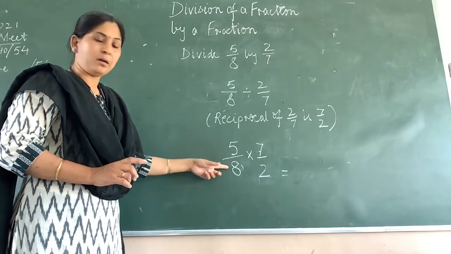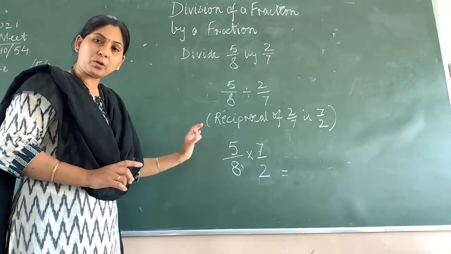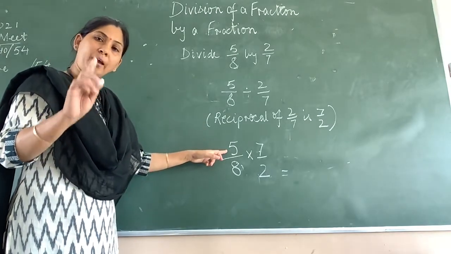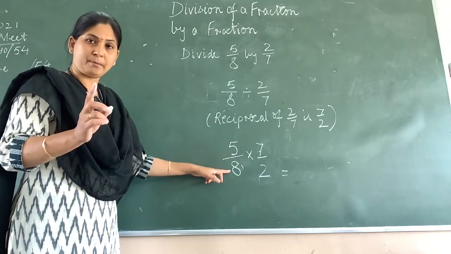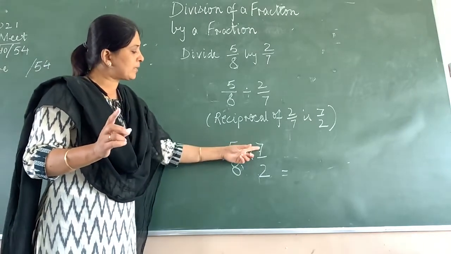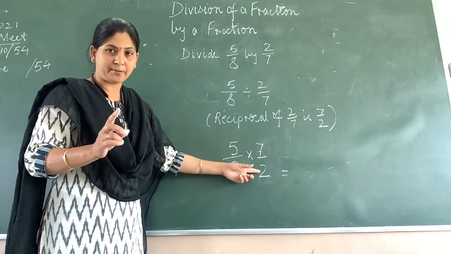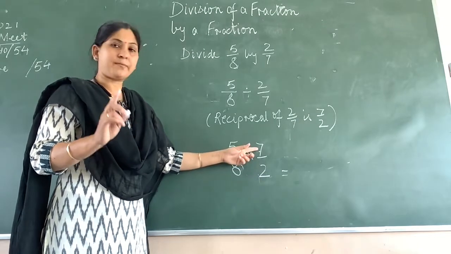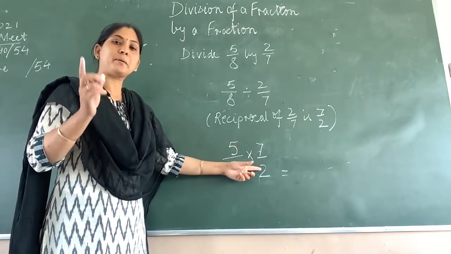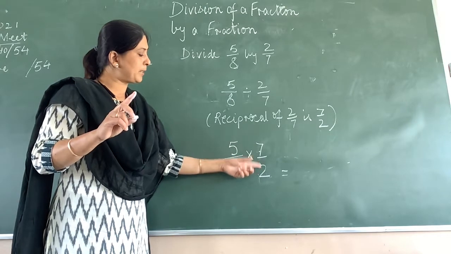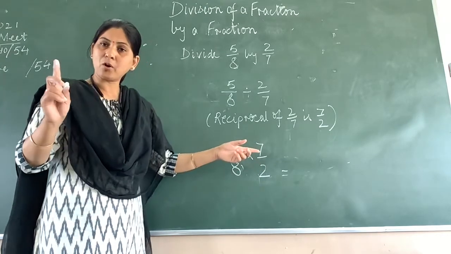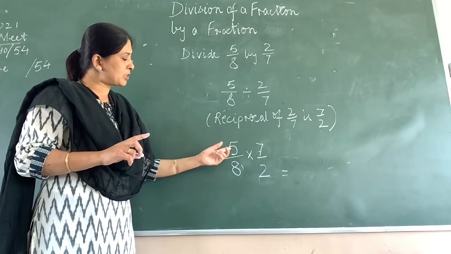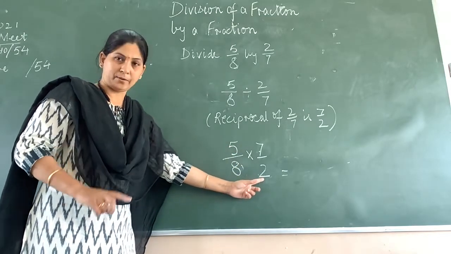Is there any number which will divide 5 also and 8 also? No children. 5 is a prime number, it is divisible by 5 only, and 8 is not divisible by 5. Now let us check the numerator and denominator of the second fraction. 7 and 2, do they have any common factor? 7 is divisible by 7 only, 2 is divisible by 2 only. So again, the numerator and denominator of the second fraction do not have any common factor. Now let's check the numerator of the first fraction and the denominator of the second fraction.